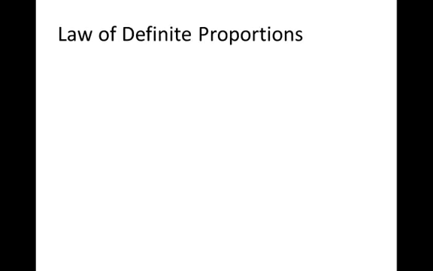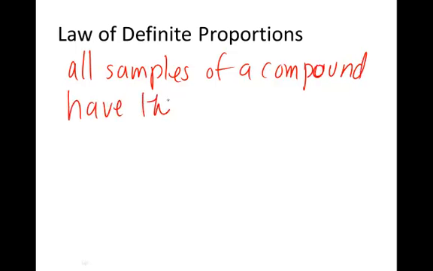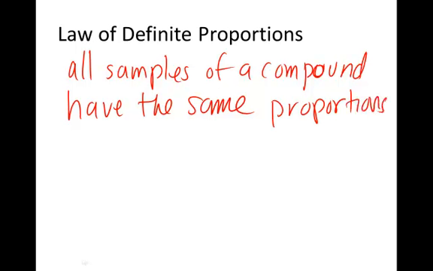Another fundamental law that was used as a building block towards the theory of the atom was the law of definite proportions. Okay, so what this basically says is that all samples of a given compound, regardless of where they come from, have the same proportions of their constituent elements.